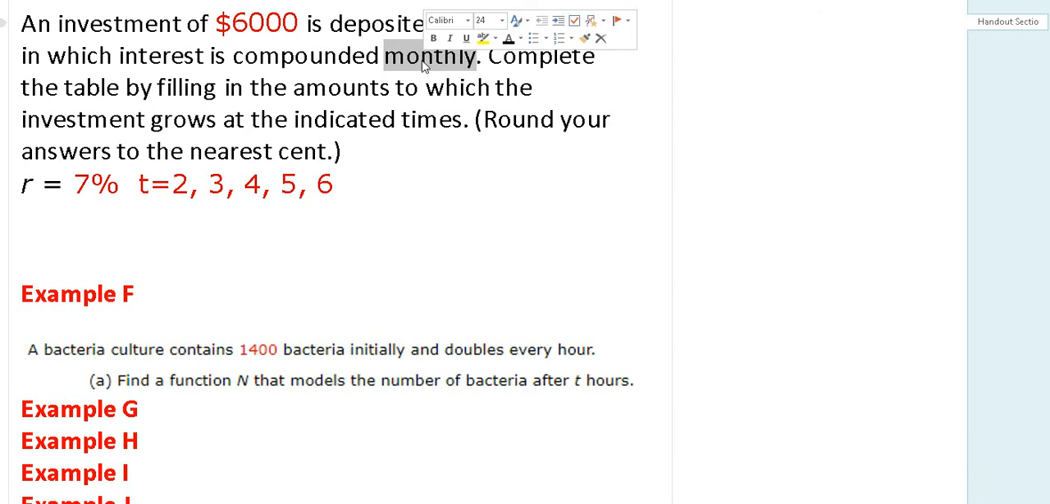If it's monthly, that's telling you N. What's N in this case if it's monthly? How many times a year is monthly? 12.